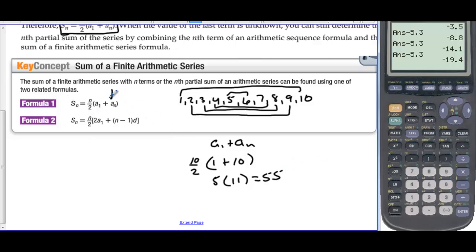Now if you don't know what the last term is, then a sub n, remember, is equal to a sub 1 plus n minus 1 times the common difference. And that's where you get the 2 a sub 1's in this formula. You'd have a sub 1 plus another a sub 1. And then you'd have the n minus 1 times d, and that's if you didn't know what the last term is. So that's how you get formula 2.